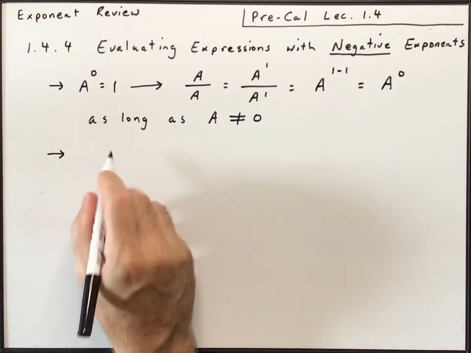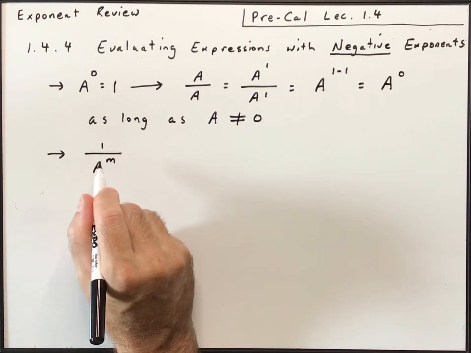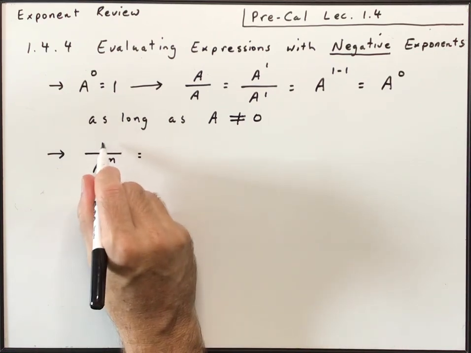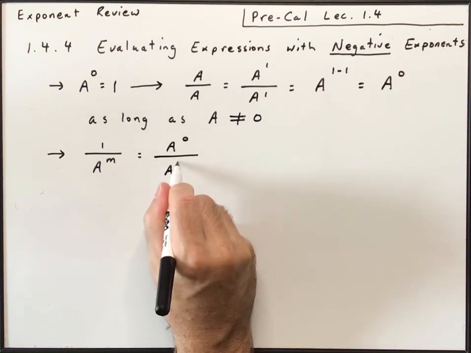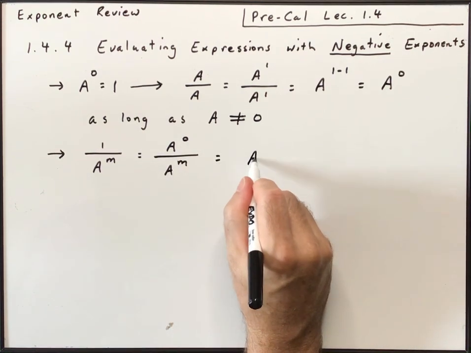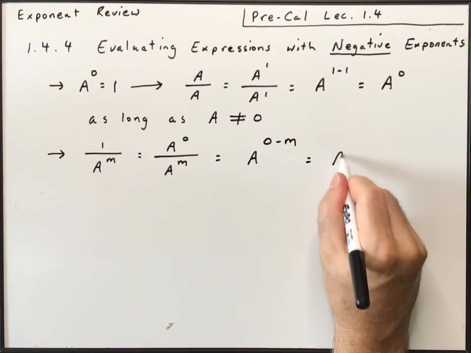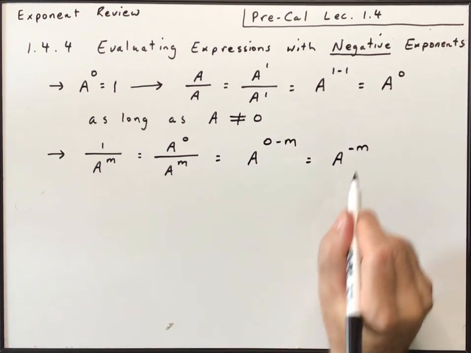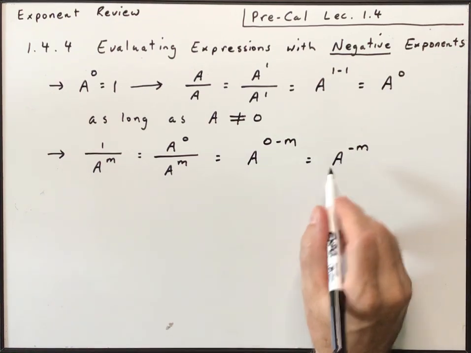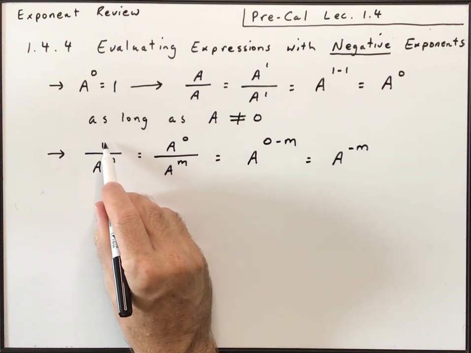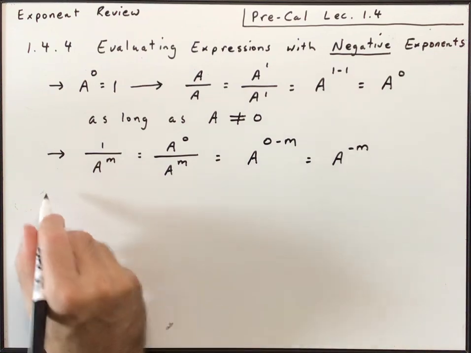So another reminder, if you have 1 over a to the m power, that's the same, you know, 1 is the same as a to the 0, right? Over a to the m, which would be a to the 0 minus m, which is a to the negative m power. All right, so that's how we can rewrite exponents as negative, like that. Okay, let's do some examples.